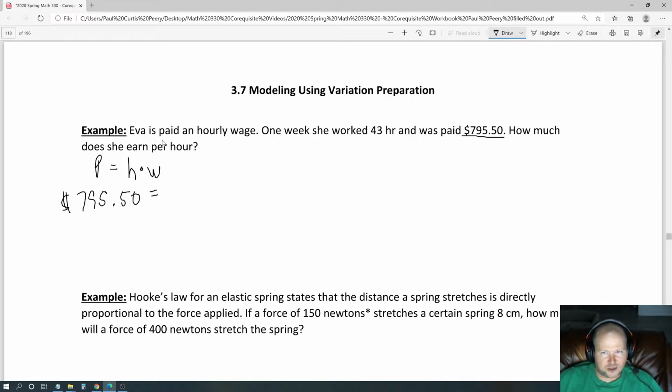It says they worked 43 hours. And that's multiplied by the wage. Or we could put a K there if we want to more standardize. So 43 hours multiplied by the wage gave us $795.50. Okay, cool. So to solve for W, we divide both sides by 43. So 43 cancels out with 43. And $795.50 divided by 43 gives me $18.50, which is equal to W. How much does she earn per hour? $18.50.